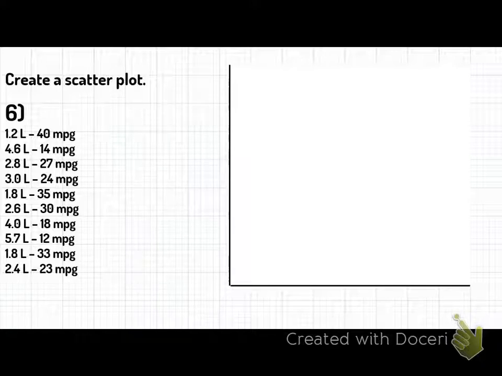Okay, so X-axis always represents the independent variable. So I'm trying to figure out, does engine size affect my gas mileage? Does that make sense? Does it affect it? Is it related? So on the bottom, I should put engine size. So let's all write that down, engine size, and then on my y-axis, I'm going to write down miles per gallon, okay? And I want to neatly make a nice scale of engine size.